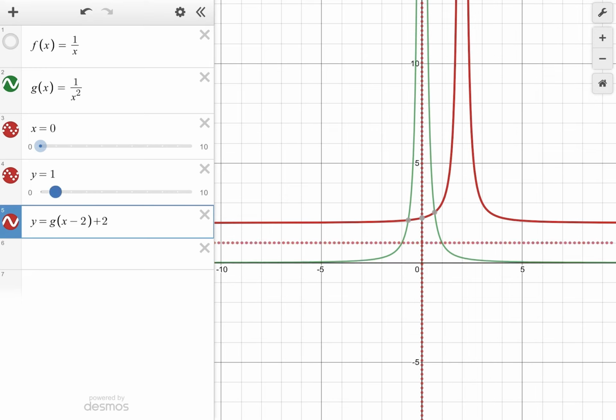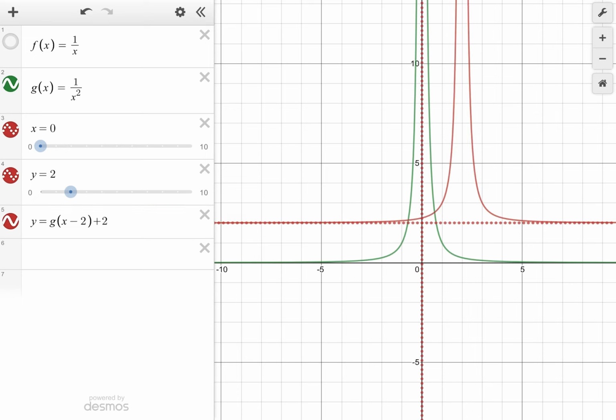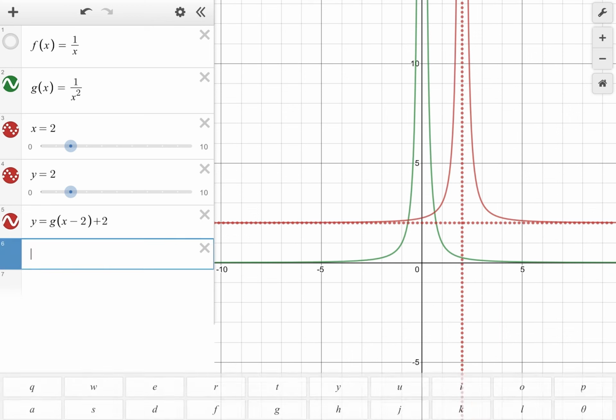And so all I have to do is shift that horizontal asymptote up by 2. Sorry, I said vertical asymptote, but I meant horizontal asymptote. Same with my vertical asymptote. I shifted horizontally to the right by 2, so I can shift that to the right by 2. And you can see that I still have that asymptotic behavior. And that would shift that function.